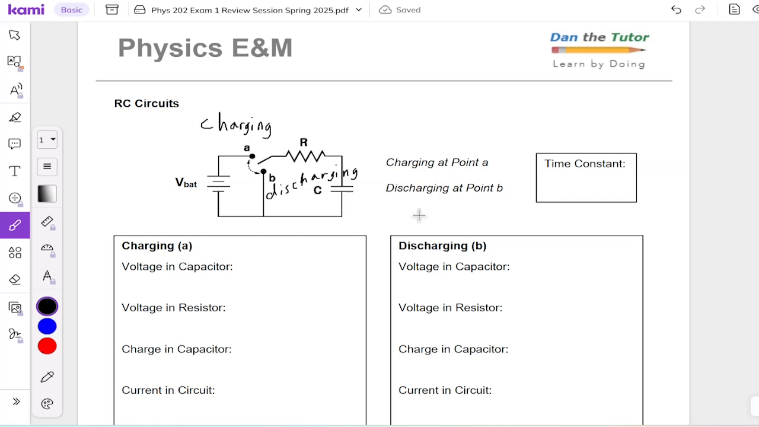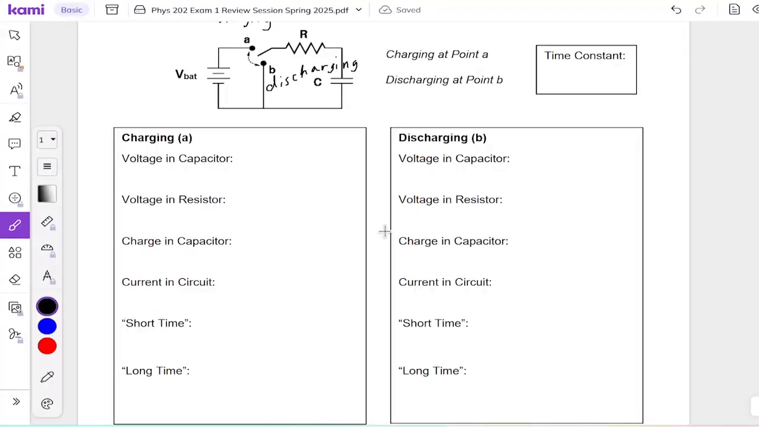Anyways, we have some equations. I have no idea how many of these you're going to be given on the equation sheet. But regardless, it's in a box. And like I said earlier, if it's in a box, I recommend memorizing it. I'll admit, this is a lot. So if you don't memorize all of these, I get it, but I'm telling you to do it anyway. Voltage in the capacitor, VC, equals V bat times 1 minus e to the negative t over tau.